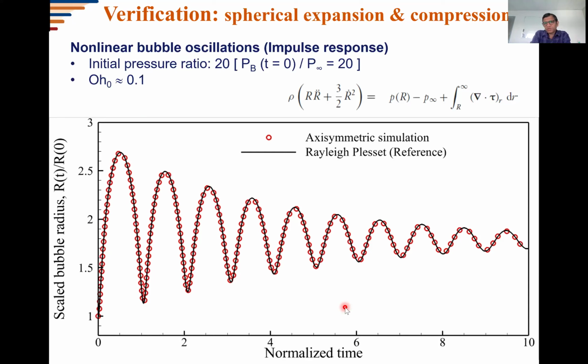So with this particular solver at hand, we have looked at what is basically an impulse response. If you have a bubble that's simply pulsating in a liquid medium, because of an initial pressure difference, you would see that the bubble radius would initially rise and then fall, and then these growth and collapse cycles will continue and over time be damped. So the solid line here shows the predictions from the Rayleigh-Plesset equation, which is like a semi-analytical approach, and our axisymmetric simulations are pretty much on top of it.